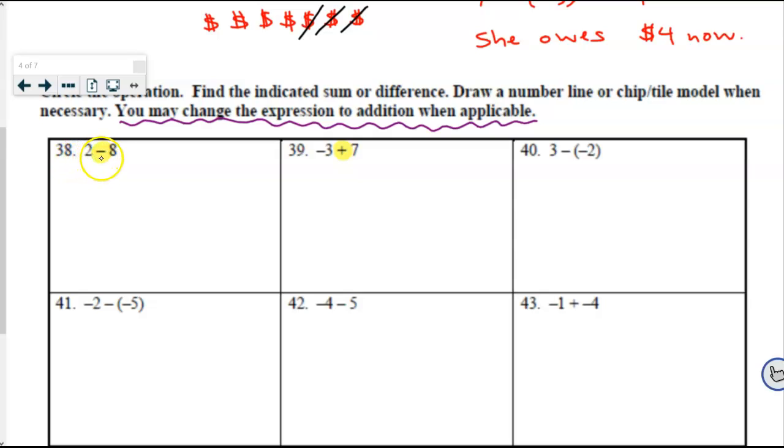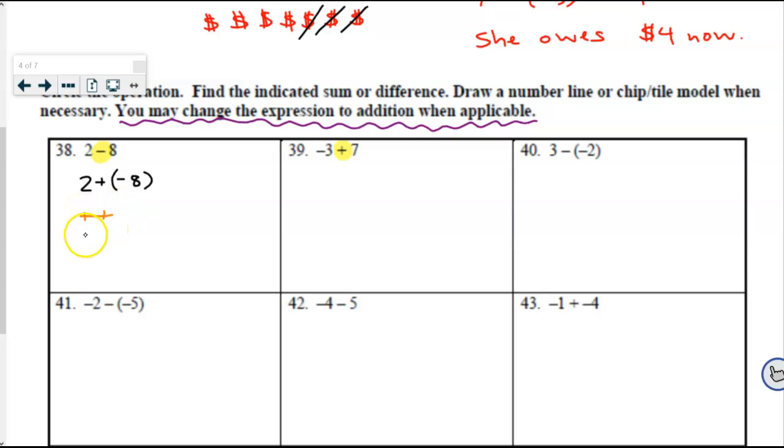2 minus 8. This is 2 balloons. Take away 8 balloons. Do I have enough balloons? No. So if I'm going to be drawing a model, I need to be drawing a whole bunch of zero pairs. So if I want to, I can change this taking away balloons problem to what? Let's see, taking away balloons makes the basket go down. I can make the basket go down by adding rocks. That's going to be a little bit easier to model. I can model that quicker.